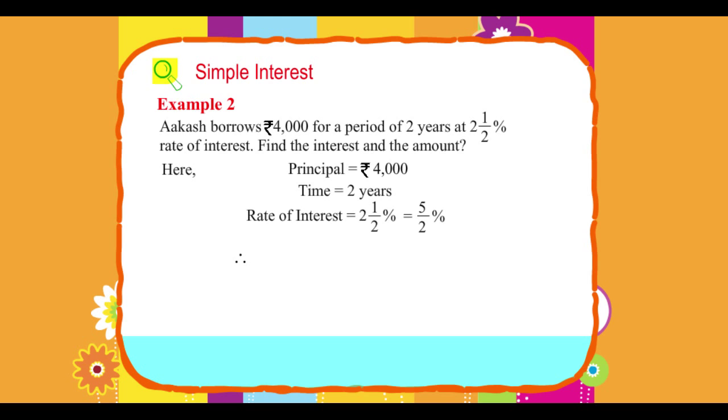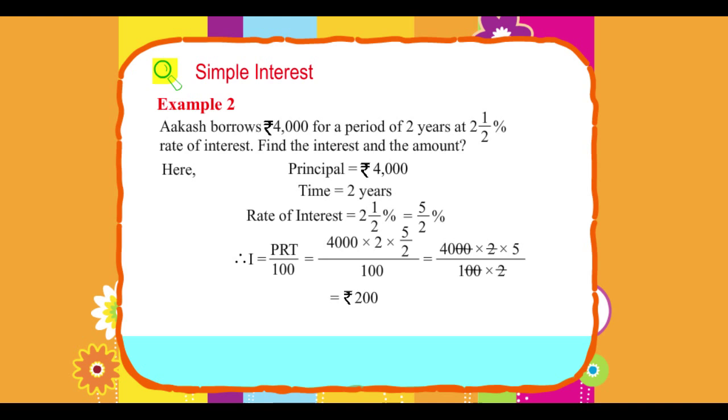5/2%. Therefore, I equals PRT upon 100 equals 4000 into 2 into 5/2 upon 100 equals 4000 into 2 into 5 upon 100 into 2 equals rupees 200. Therefore, amount equals P plus I equals 4000 plus 200 equals rupees 4200.